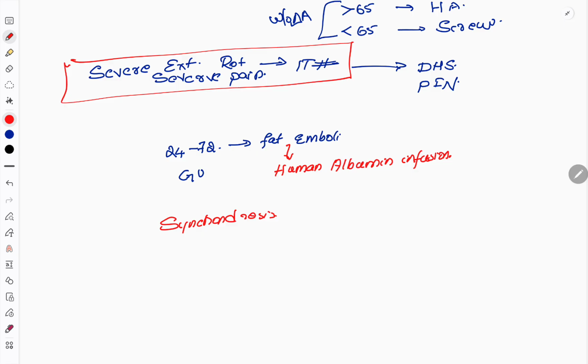Pilon fracture is an intra-articular fracture of the distal tibia. Bumper fracture is a fracture of the lateral condyle of the tibia. Then again, Pott's is bimalleolar, Cotton's is trimalleolar, and runner's is a stress fracture of the distal tibia. Yeah, that's all. So go to the next page.